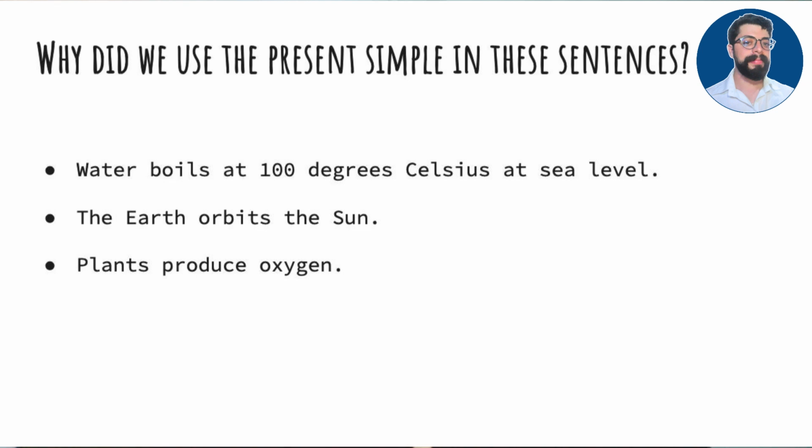All 3 sentences use the present simple, by the way. I will read for you the sentences again. Water boils at 100 degrees. The Earth orbits the sun. Orbits means it goes around. Plants produce oxygen. In your opinion, what is the use here?